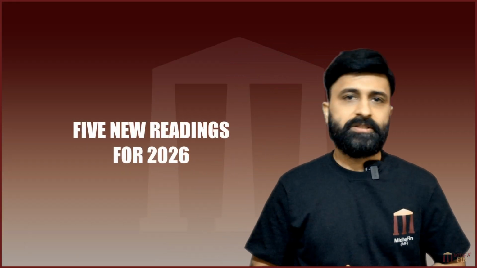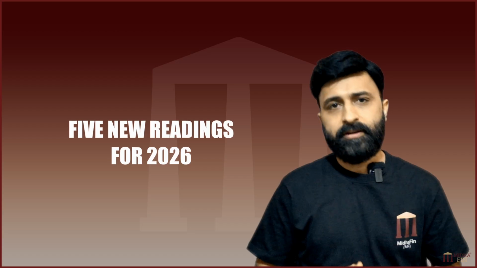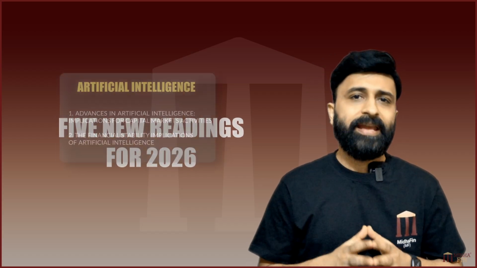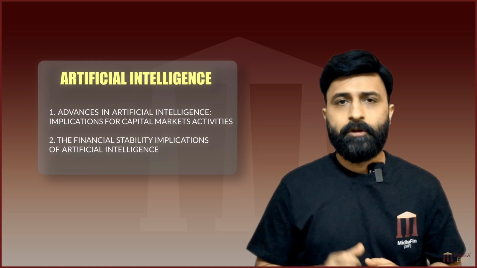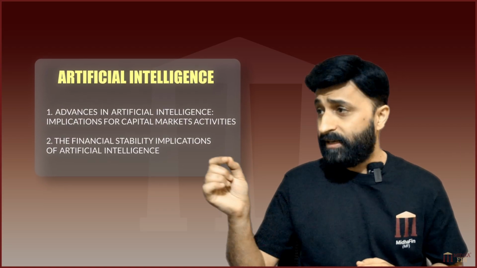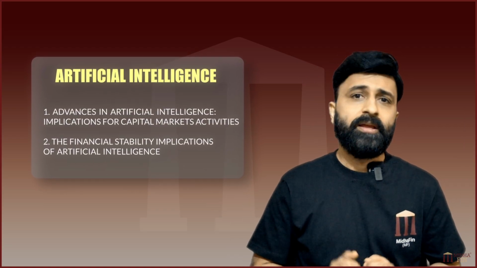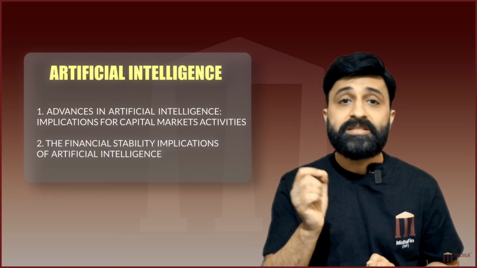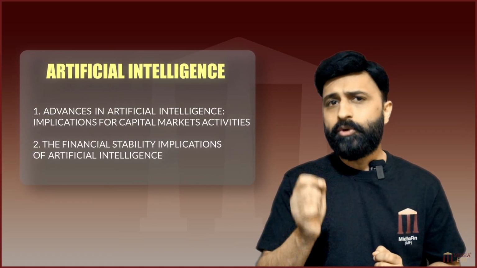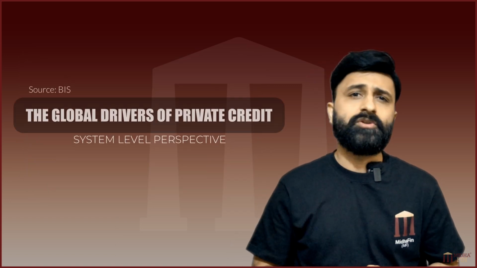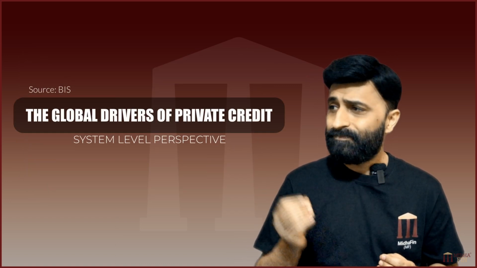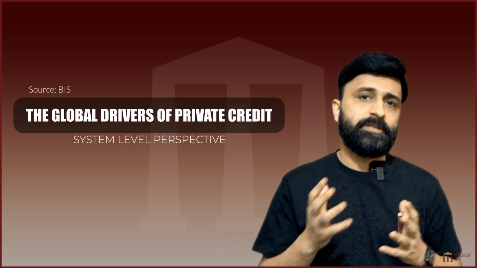Okay, now additions. Five new readings have been added to current issues this year. Two of these focus on AI, but from different angles. One examines AI application in capital market activities. The other looks at the financial stability implications of AI at a system level. There is also a new BIS reading on the global drivers of private credit, which looks at the growth of private credit from a macro and system perspective.